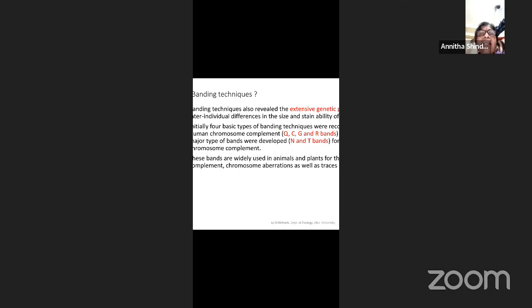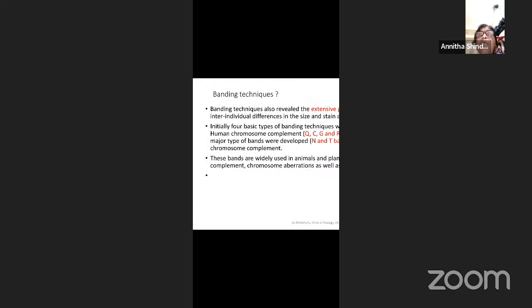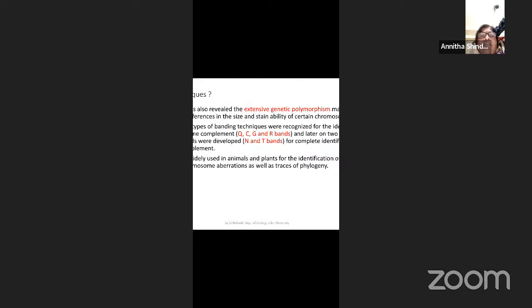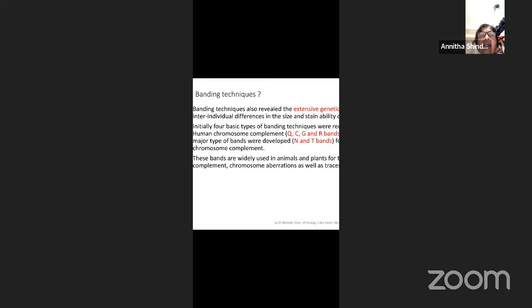So what is the banding technique? Banding technique is one of the staining techniques used for identification of the chromosome and its structural abnormalities. Banding techniques also reveal extensive genetic polymorphism. Polymorphism means existing in more than one form. Polymorphism is manifested as inter-individual differences in the size and the stainability.